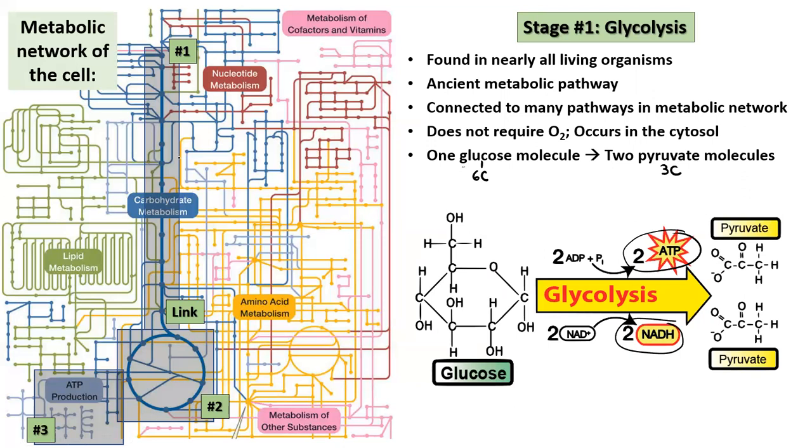Just before we go on to the next slide, you can see here that the glycolysis stage, number 1, is connected to stage number 2 via the linking step. And stage number 2 is the citric acid cycle, which is also connected to many other parts of the metabolic network. And the last stage of oxidative phosphorylation is also part of our metabolic network.